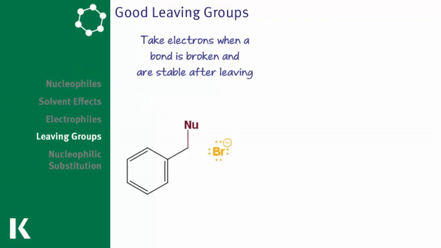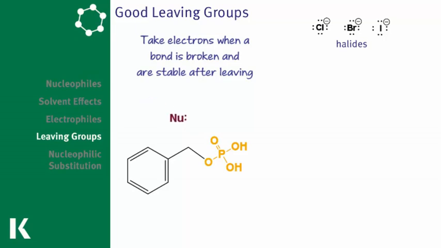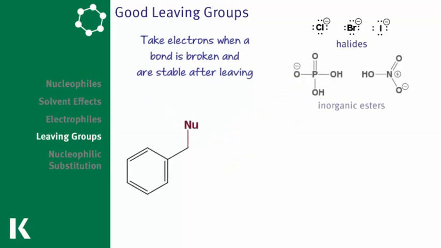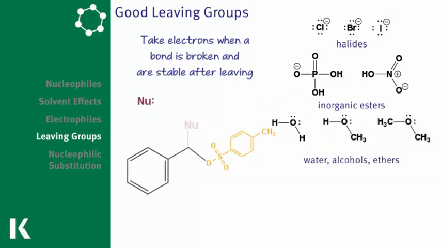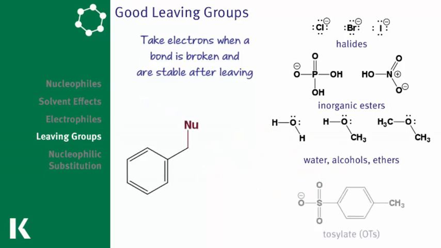Halogens make good leaving groups, especially those farther down in group 7, which have more electron shells and are thus inherently better able to handle larger amounts of electron density. Another category of molecules which make good leaving groups are the inorganic esters, of which phosphate is an example. Water, alcohols, and ethers constitute another subset of good leaving groups. The final category is comprised of the tosylate ion, which can stabilize the extra couple of electrons remarkably well, largely as a product of its extensive conjugation.